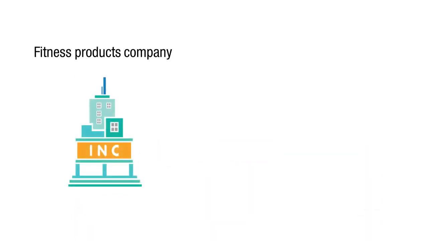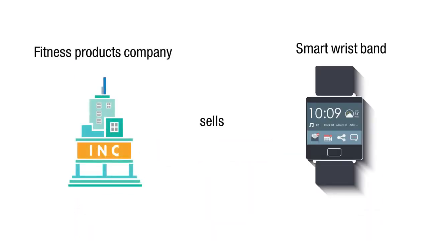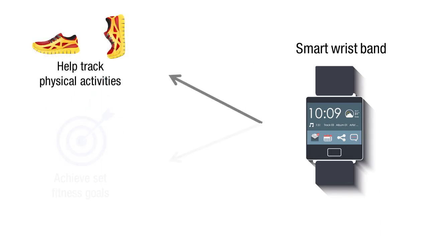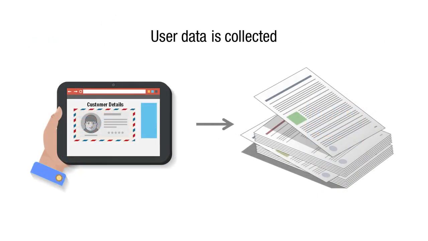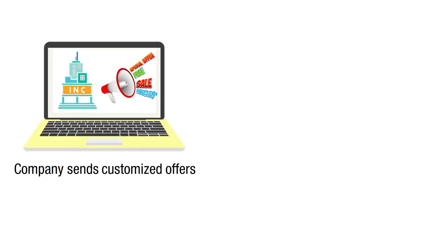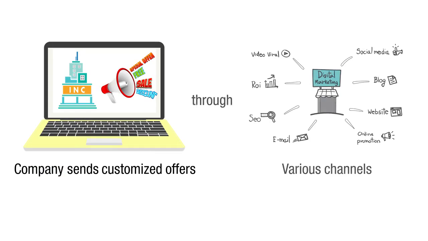A fitness products company sells a smart wristband to help track physical activities and achieve set fitness goals. Based on this user data collected, the company sends customized offers to its users through various channels.